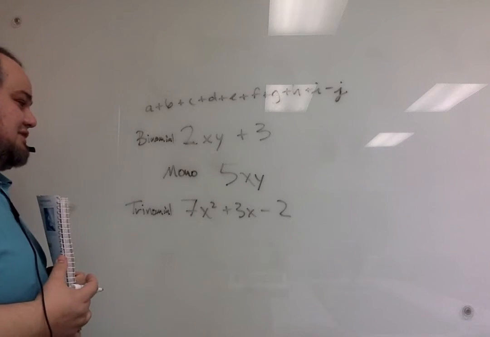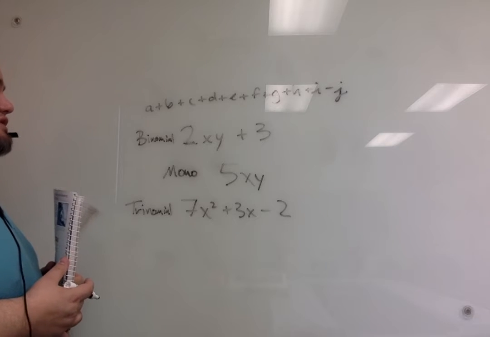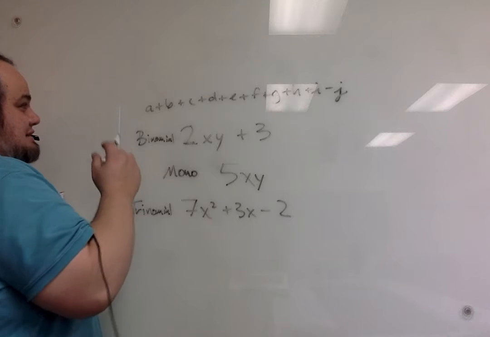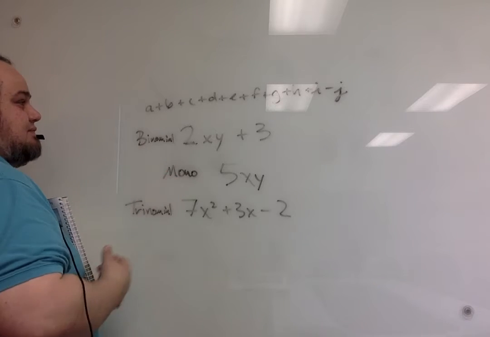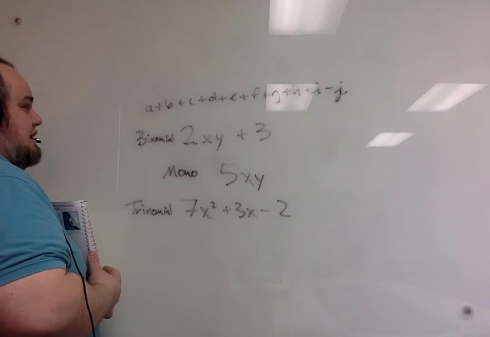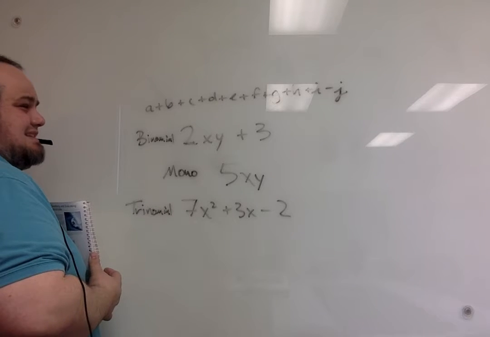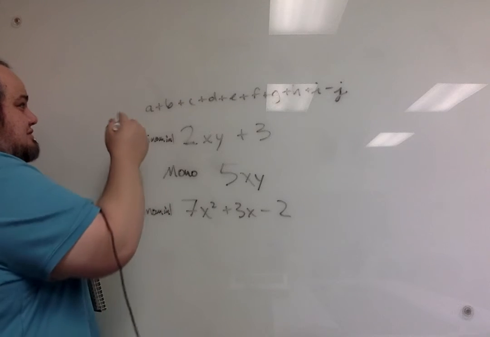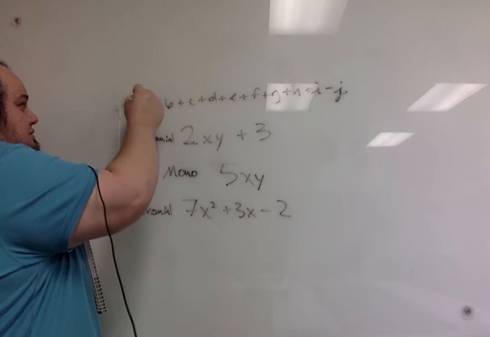So 7x squared plus 3x minus 2 would be 3 terms. This one up at the top has 10 terms: A, B, C, D, E, F, G, H, I. Right? So those are the 9 terms, and then J. So it doesn't have a special name like monomial, binomial, or trinomial. It's just referred to as a polynomial.